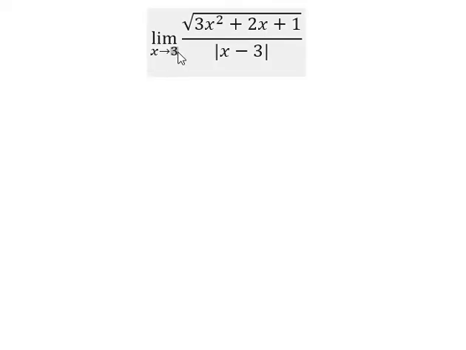When we put number 3 in here, we have the positive number. But when we put number 3 in here, we have 3 minus 3, you got 0. So in this situation, I need to use the limit on the left and the limit on the right.